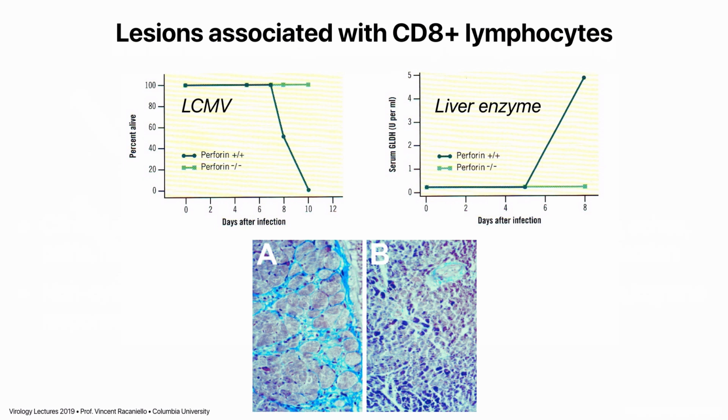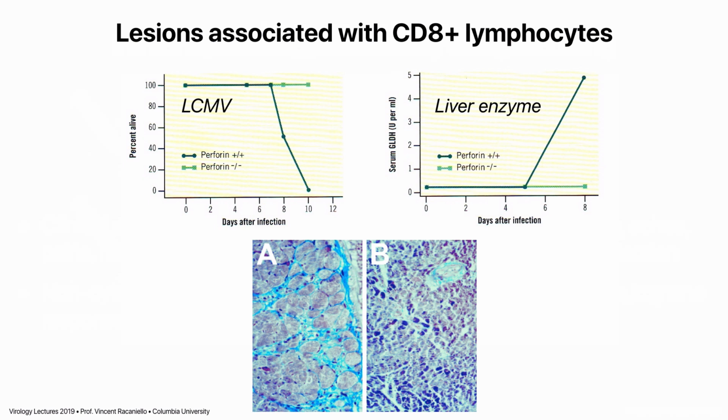So before, remember, I showed you if you infect mice with LCMV, they all die unless you immunosuppress them. Well, you can narrow that down to perforin, which is the protein that CTLs use to kill cells. So the perforin null mice survive. The same experiment, you can measure liver enzymes to look at liver damage. So wild-type mice, liver enzymes leak into the circulation, the sign of liver damage. The perforin knockout mice, that doesn't happen.